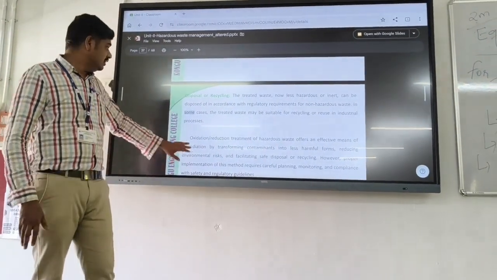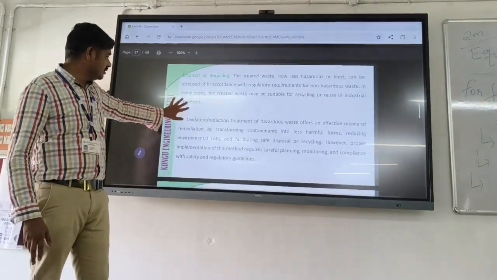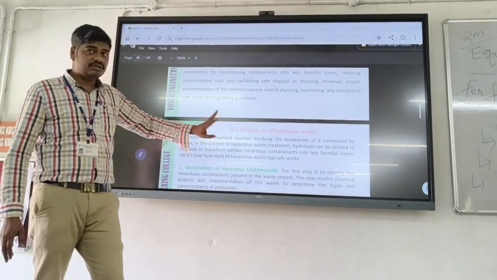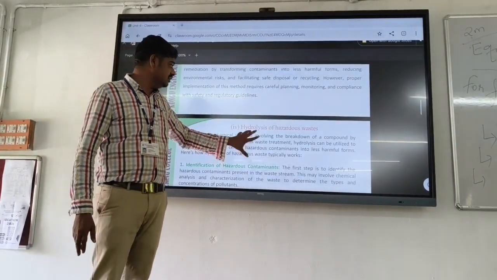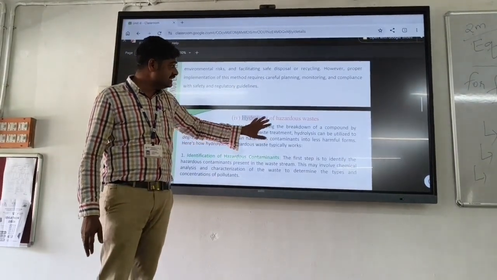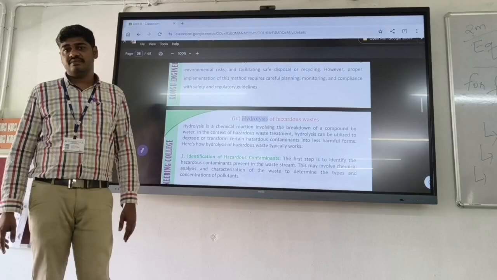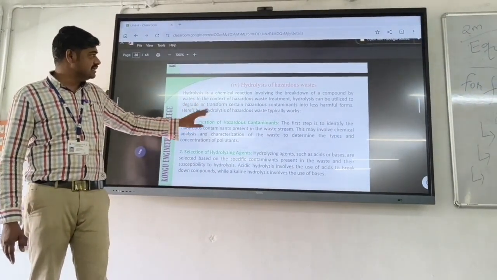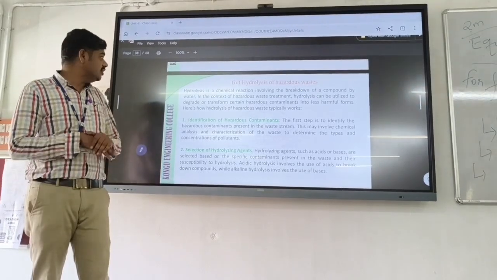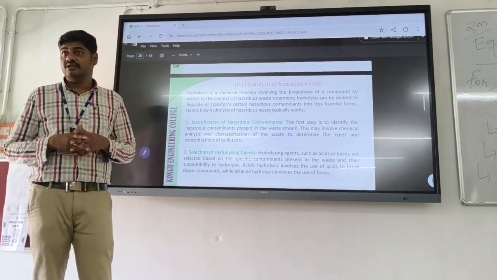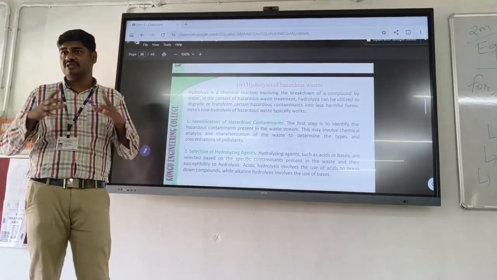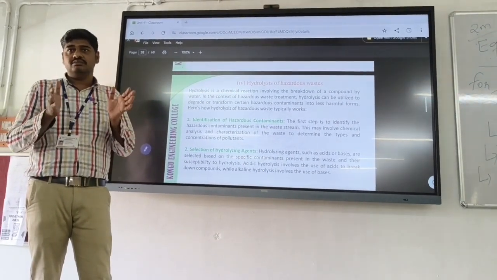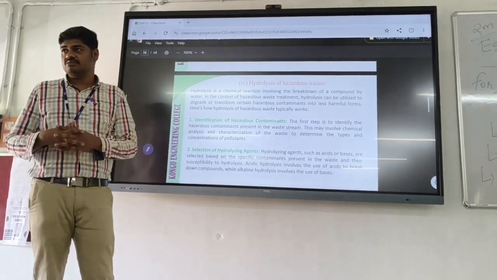Okay, right? After the process, the fourth treatment process is hydrolysis of hazardous waste. Hydrolysis is a chemical reaction involving the breakdown of a component by water. The components are very complicated, right? So we break them down to convert them into smaller molecules.